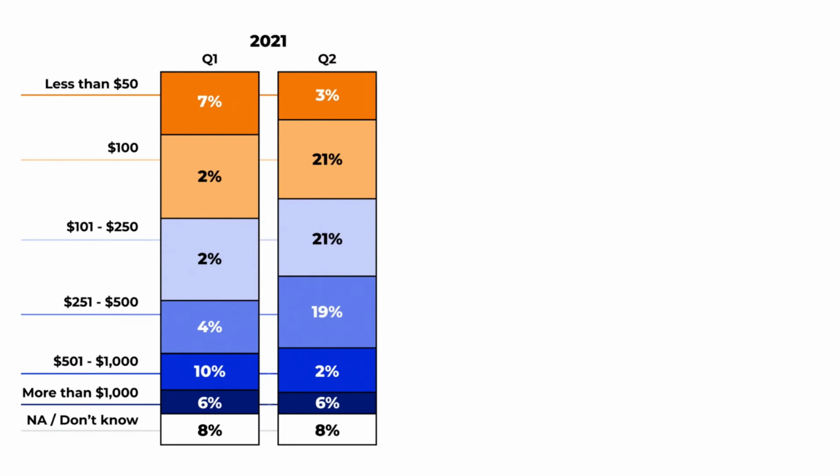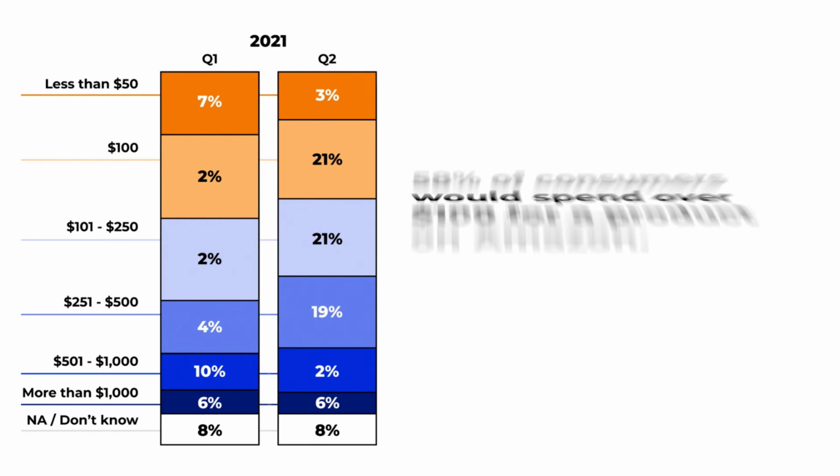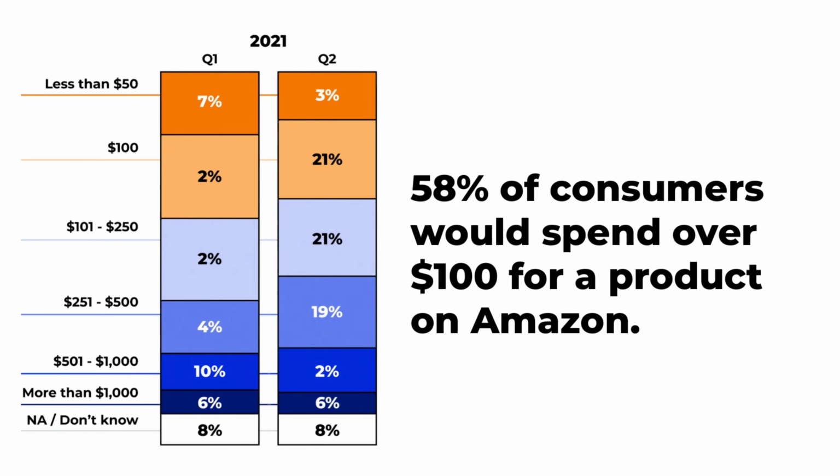And you have to wonder, how much are people willing to spend on a certain product online? Well, consumers are getting more comfortable spending larger amounts of money for a specific product on Amazon. In fact, 58% of consumers would spend over $100 on a product on Amazon, which is up 10% from Q1. So people are gaining more and more trust. There are about 18% of folks who would actually spend over $500 on a product online.